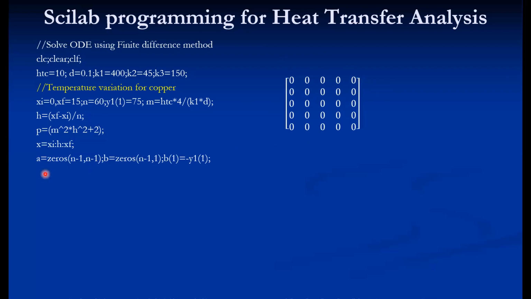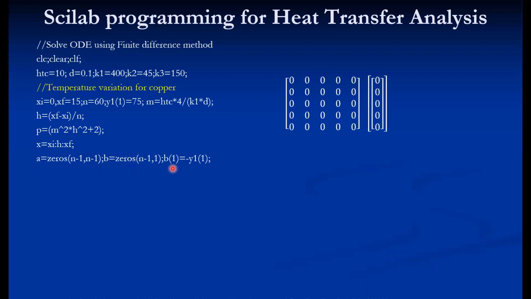So the result of this particular command is A is equal to zeros of n minus 1, n minus 1. In your case, if you display this, you will get a 59 by 59 matrix. Similarly, B is zeros of n minus 1 rows and 1 column. So there are 5 rows and only one column. That is the interpretation of the B matrix, all zeros. So this is the B matrix.